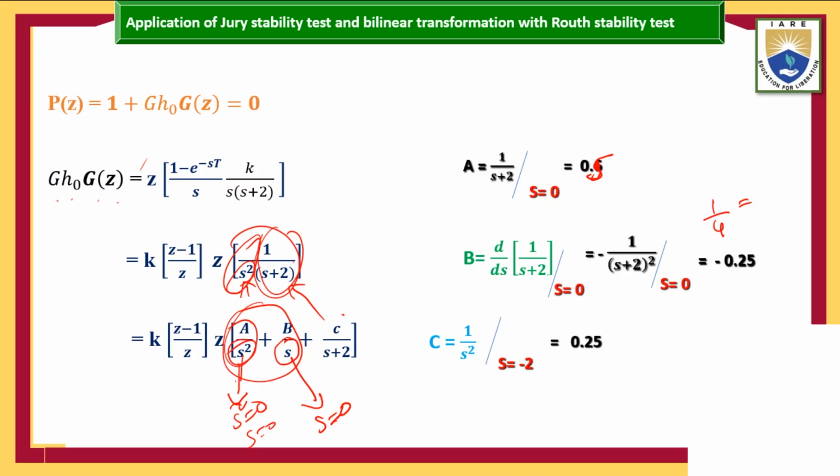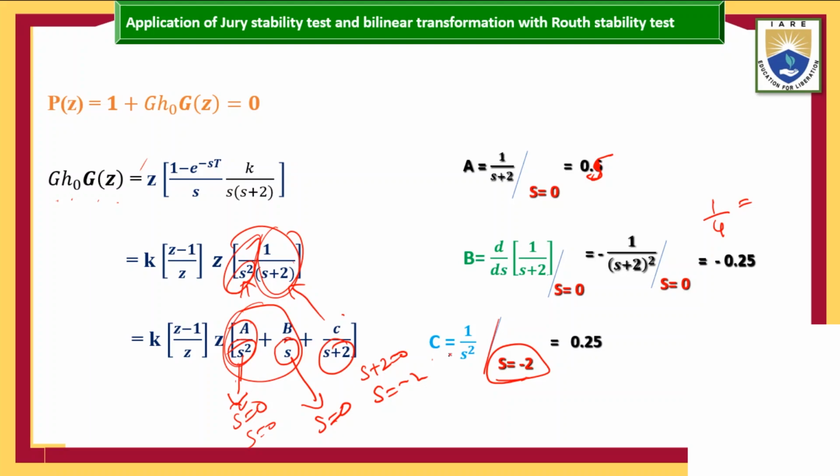Coming to the C value. For the C value, the denominator term is s plus 2, so s plus 2 equal to 0, s equal to minus 2. So the applicable value is s equal to minus 2. After that, in the given problem I am taking the function as c by s plus 2. So what is the remaining term? The remaining term is 1 by s square, so I have to write down 1 by s square here.